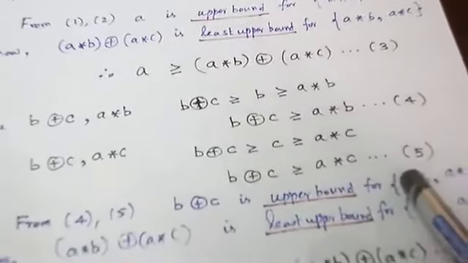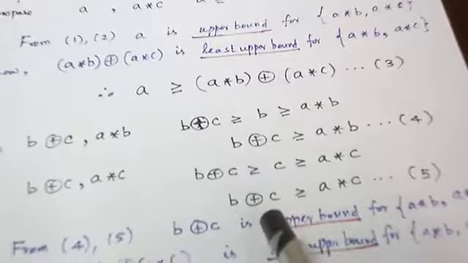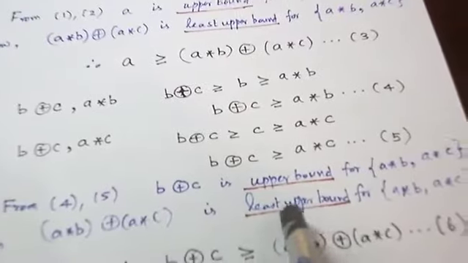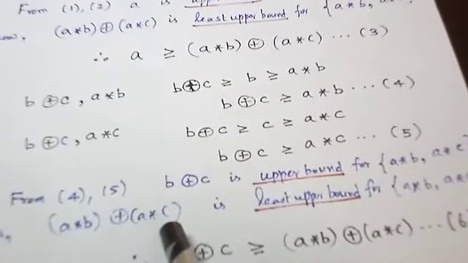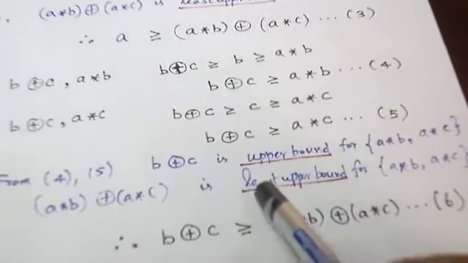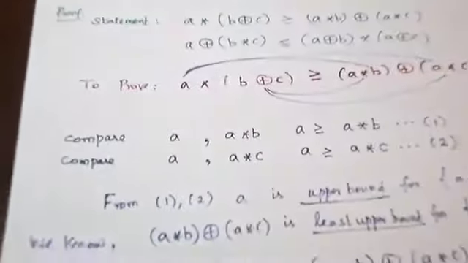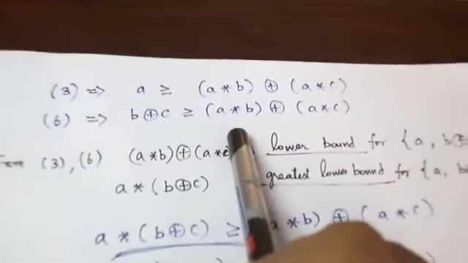This is fifth inequality. Now if we combine 4 and 5, B + C is an upper bound for A * B and A * C, and we know that the least upper bound for these two elements A * B and A * C is (A * B) + (A * C). Now if we compare these two, B + C is greater than (A * B) + (A * C), since this is the least element. So this is inequality 6. Now I am going to take 3 and 6 again. So if we take 3 and 6, 3 is here rewritten and 6 is also rewritten here.